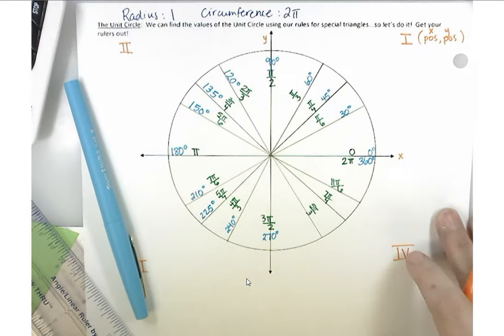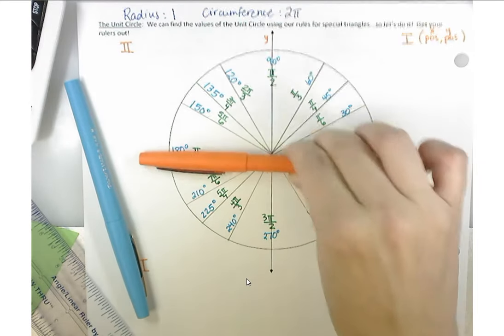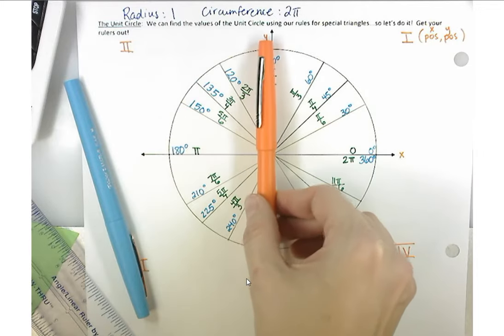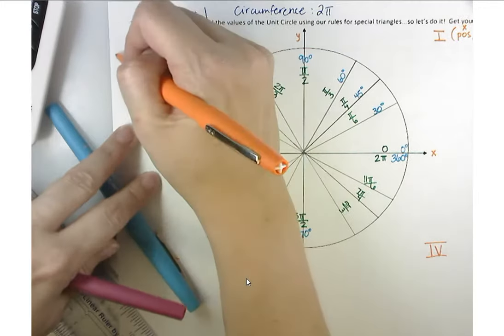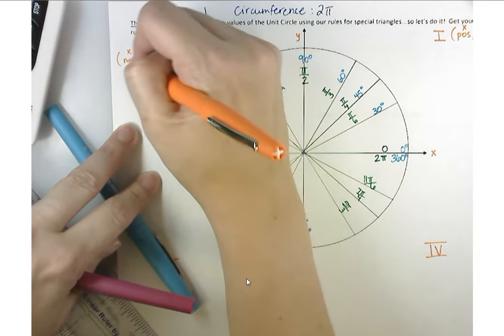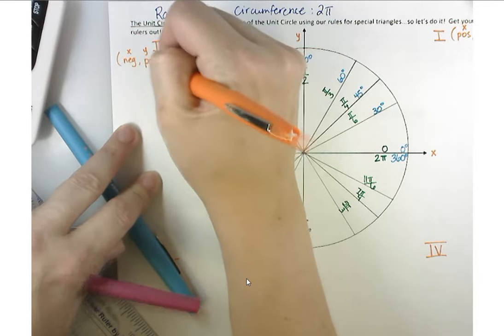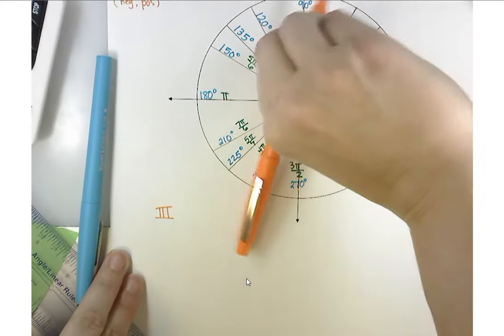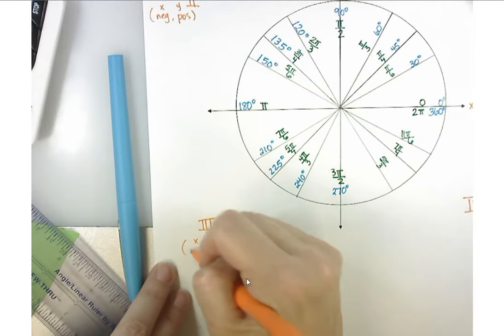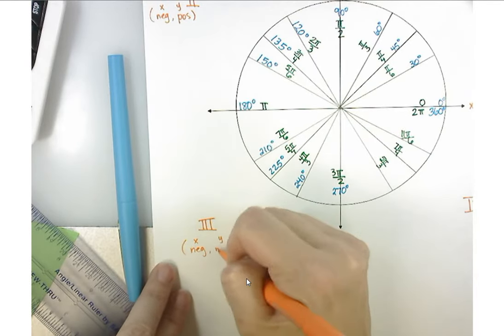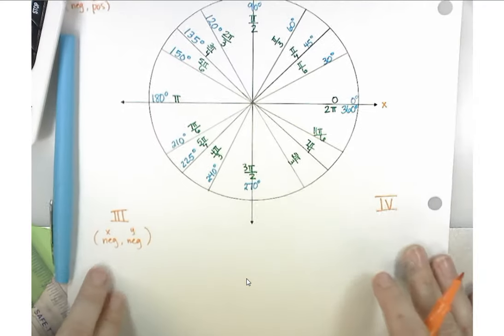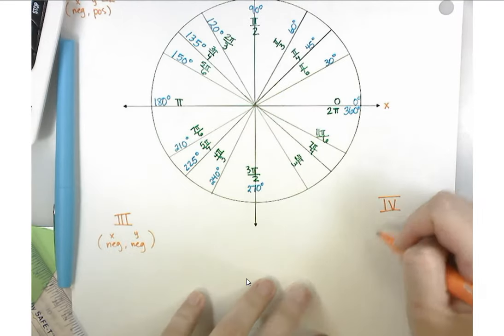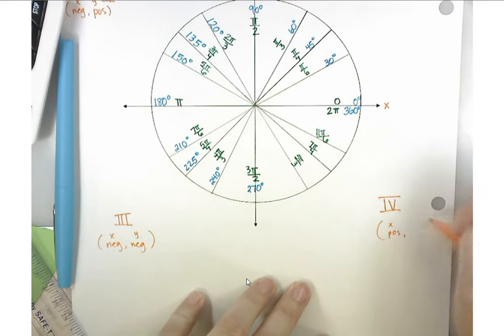Let's look and see how that changes in quadrant 2. So in quadrant 2, what part of the x-axis am I on? The negative. What part of the y-axis am I on? The positive. Okay, so the x was negative. The y was positive. Okay, for quadrant 3, what part of the x am I on? Negative. Y? Negative. Okay, and then for the 4th quadrant, what part of the x am I on? Positive, and the y? Negative. So my x is positive, my y is negative.